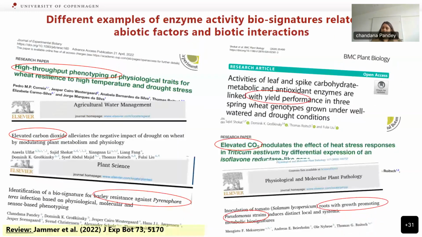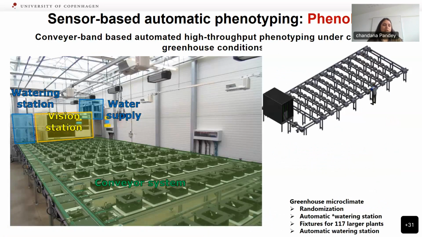Now, after discussing this whole physiological part, we have this setup where we measure the carbohydrate and antioxidant metabolism at the physiological level. We also test the plant at the phenotyping facility. So nowadays, sensor-based phenotyping is very famous. We also have this facility called sensor-based automatic phenotyping here on our campus at Copenhagen University. And this is the conveyor band based automatic high throughput phenotyping under controlled greenhouse conditions.